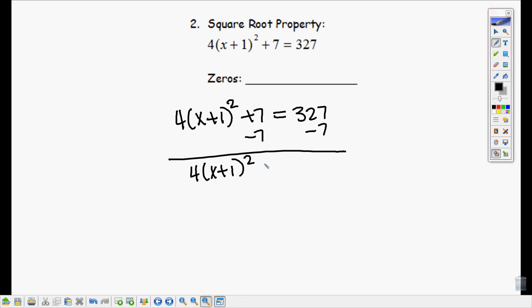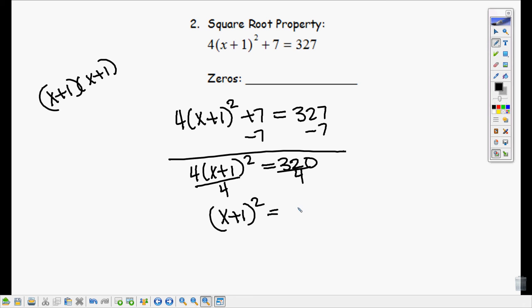So that gives me 4 times quantity x plus 1 squared is equal to 320. Please remember that you cannot distribute this. Exponents come before multiplication. Also, this is not x squared plus 1. This is x plus 1 times x plus 1, so you cannot simplify this as x squared plus 1. So I'm going to divide by 4 on both sides. So I have x plus 1 quantity squared is equal to 80.